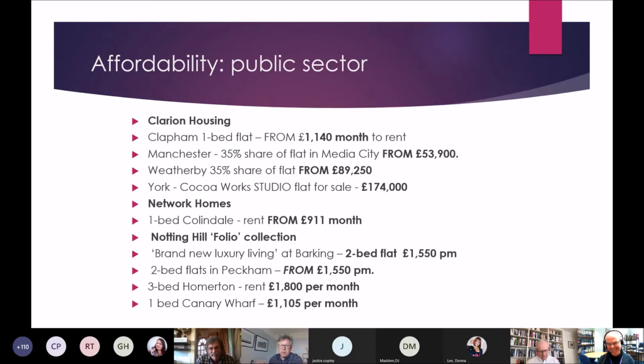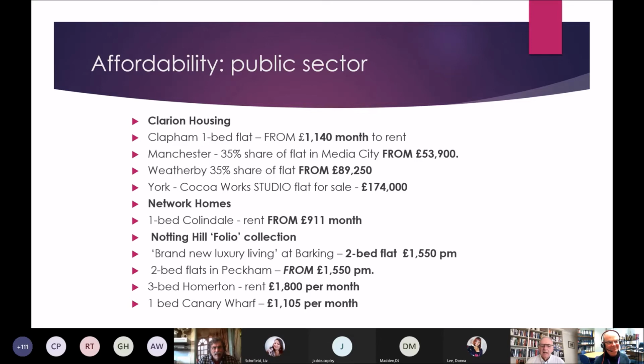Right, the second to last slide. This is what you find if you go and have a look on housing association websites. It's like another world. If you're poor, don't go and look on a housing association website for housing.